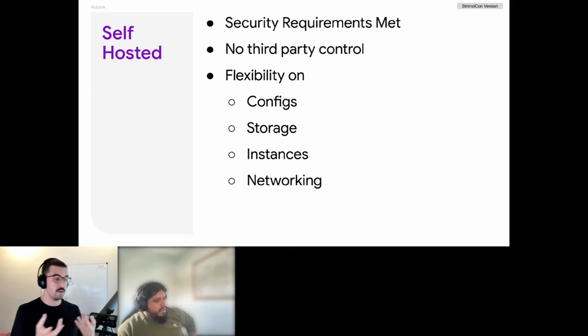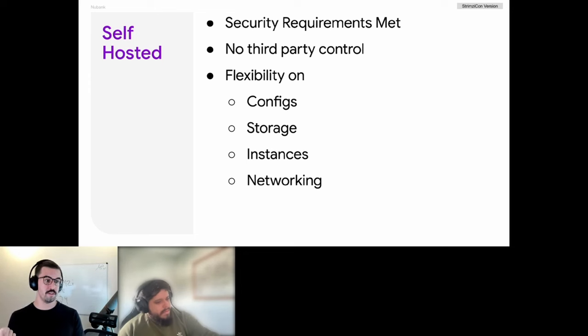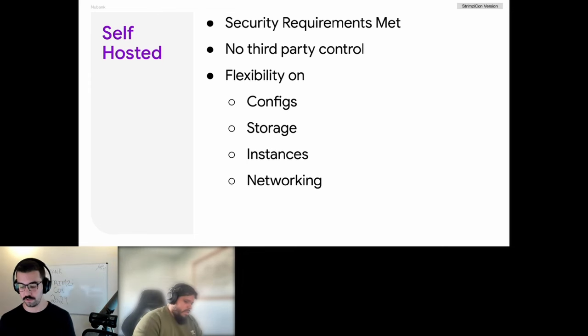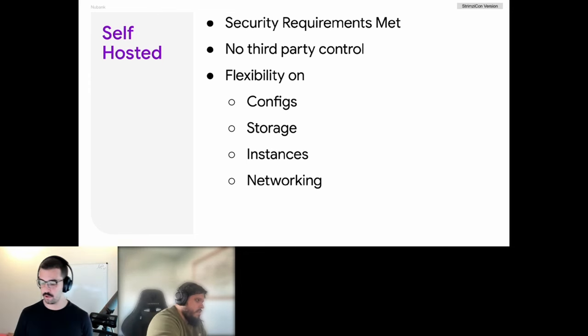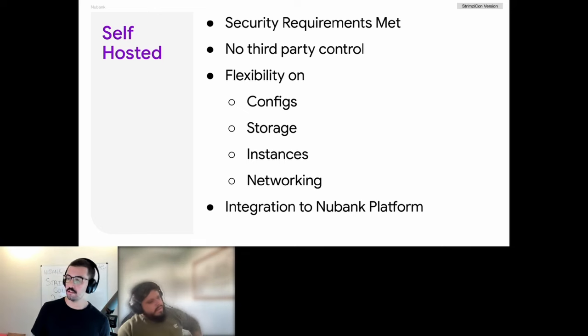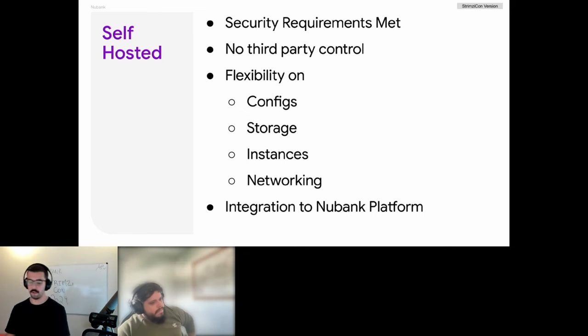For example, creating the daemon for bring your own cloud would create a VPC per cluster. Then we would have to get the VPC, get the CIDR range, and create a VPC peering to our infrastructure, which would not be super nice. And the self-hosted has all the integrations to the Nubank platform that I mentioned.